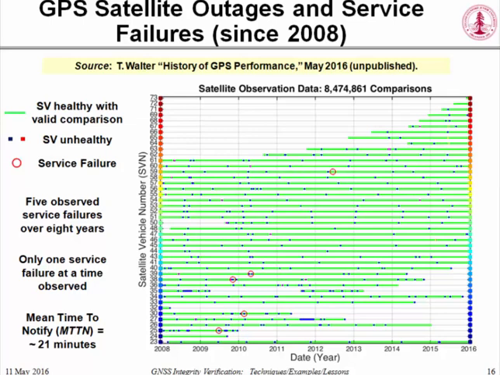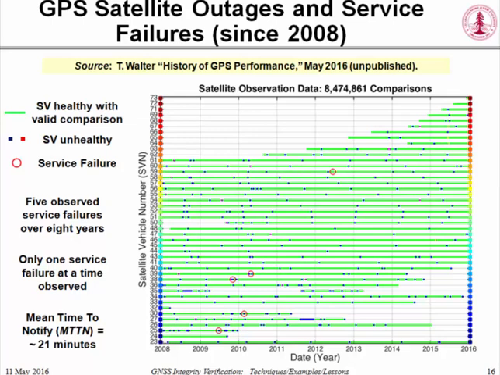What's circled here are what are called service failures. 5 cases where the satellite exceeded 4.42 times the URA without any alert from the system. And compared to the past, only 5 of these in 8 years is a much lower probability than there was in the past. Only 1 at a time. And the mean time to notify when these occurred was only 21 minutes, compared to a guaranteed response time of 6 hours.